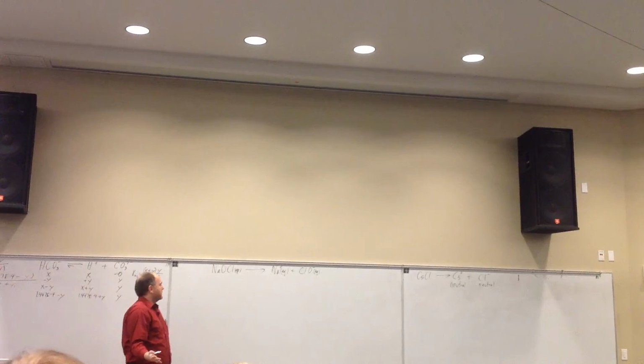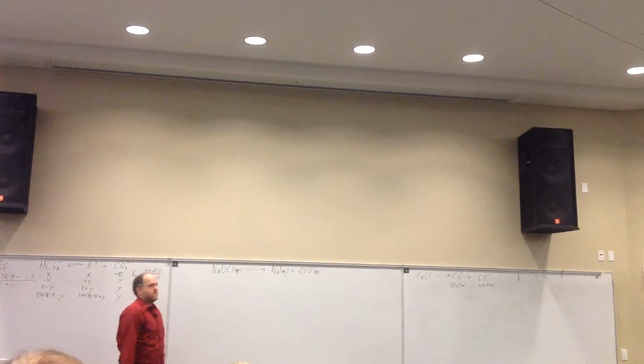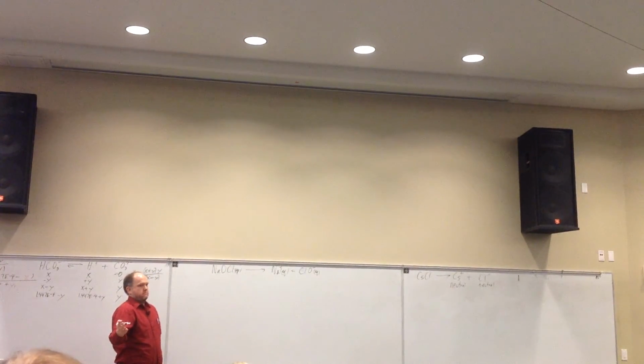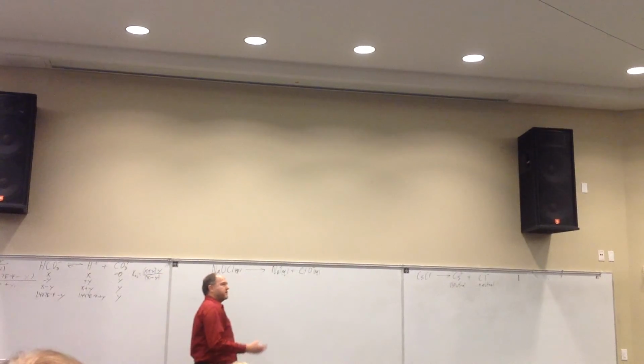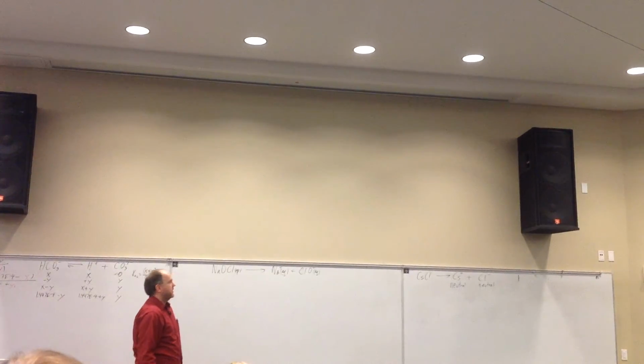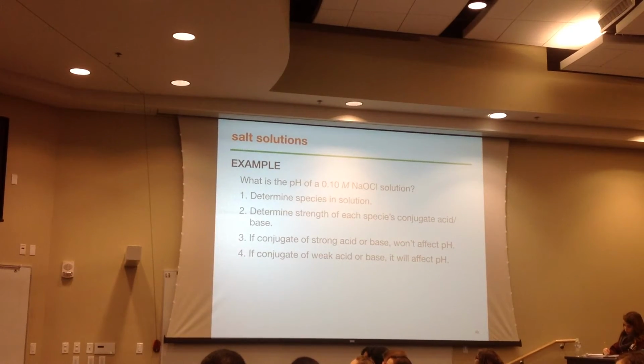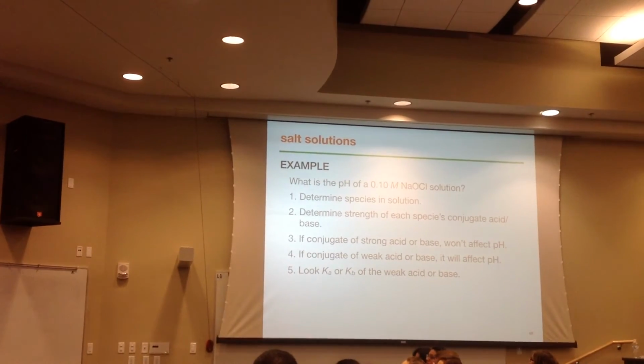Determine the strength of each species' conjugate acid or base. Well, that one is a strong base. Therefore, it's not going to do anything with water. This guy, where does this guy come from? Hypochlorous acid. All right, hypochlorous acid is a weak acid. So this is going to be a relatively strong, weak base. If it's the conjugate of a strong acid or base, it won't affect the pH, meaning this is neutral. If it's the conjugate of a weak acid or weak base, it will affect the pH, and we have to solve an ice table problem. Look at the Ka or Kb of the weak acid or weak base.